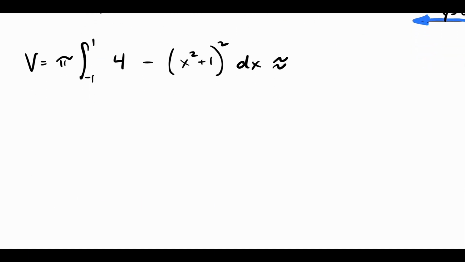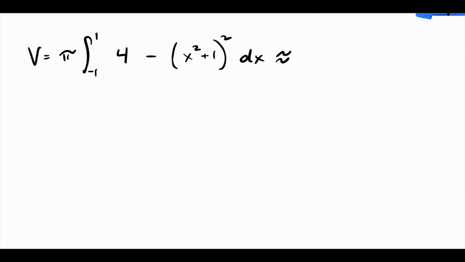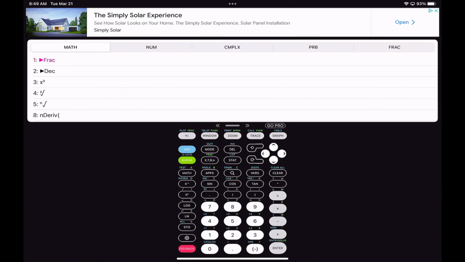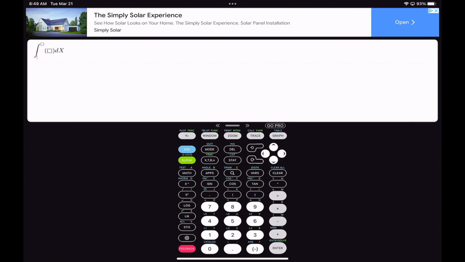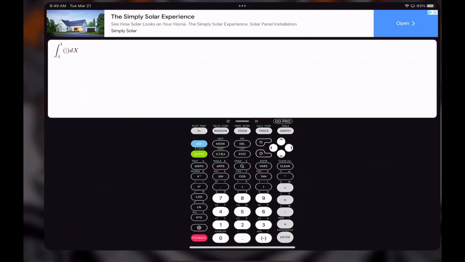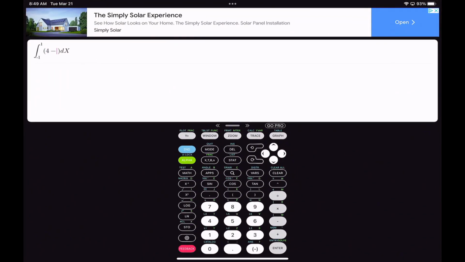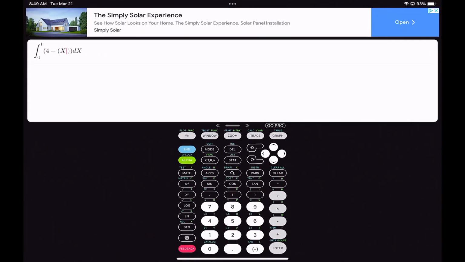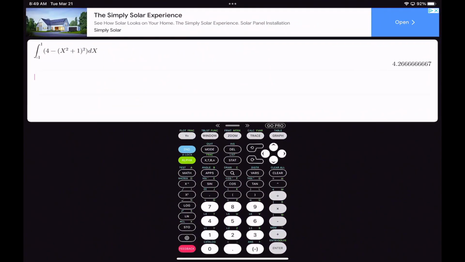Don't forget the pi in the front. Either do the pi first or do the pi last. Just don't forget about it like I did yesterday. Because on multiple choice tests, both answers will be there with and without pi because they know where students make mistakes. 4 minus parentheses x squared plus 1 squared. Yep, looks good. Times pi.